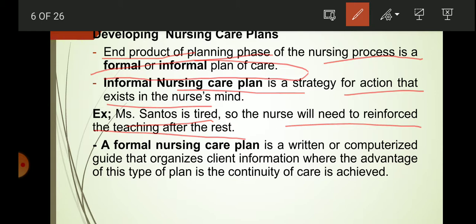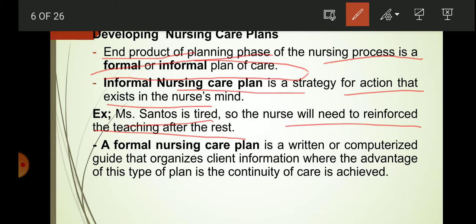You saw the patient, she is definitely tired, and then you will really need to reinforce teaching after the rest. You will just initiate the health teaching later, after the patient has rested. Like for example, you're about to give health instructions to your client, and then you notice that she is asleep because that's the middle of the night. If it is not an emergency, you can actually, not shall I say cancel, what is the proper term for that, delay it for a while to let your patient rest. That's an informal nursing care plan.